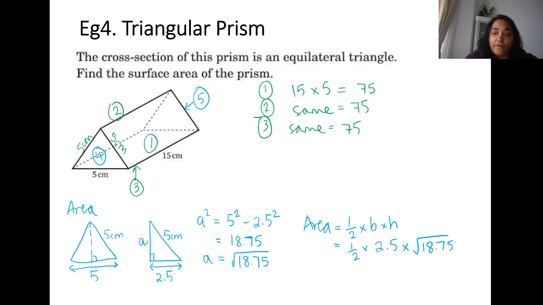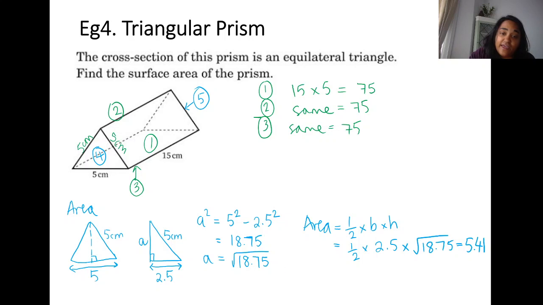18.75, which now I don't mind rounding at this point. So half, I'm going to cut my calculator, half times 2.5 times the square root of 18.75, and that gives me 5.41.